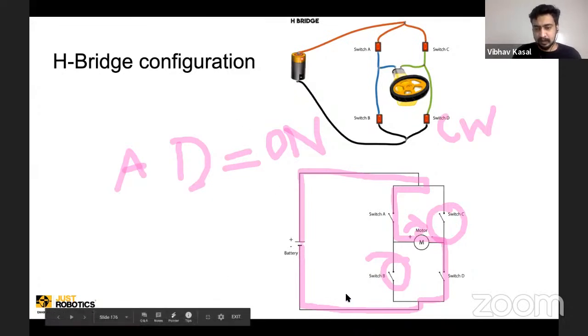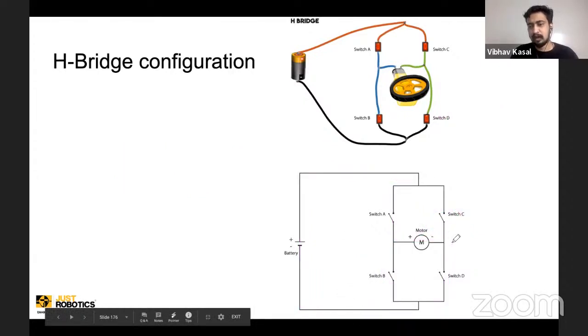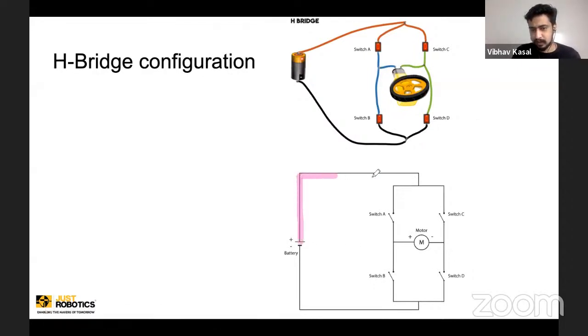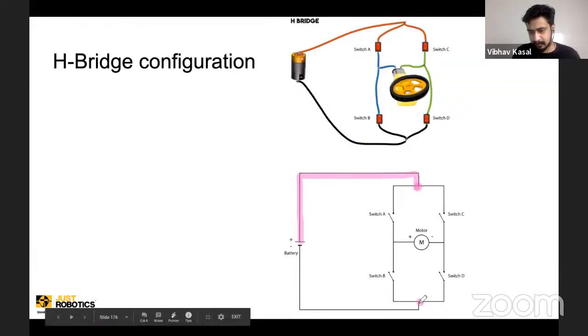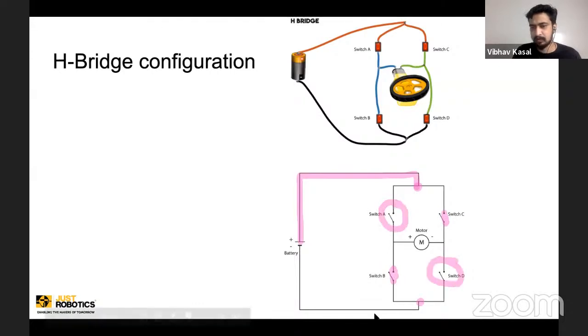What is the second scenario, when I have to get the motor to rotate anti-clockwise, or in the reverse direction? The battery voltage is still here, so the plus is effectively at this point and the negative at this point. I will turn on C and B, but keep switch A and switch D open. So how will the current flow? The current flow will happen like this.